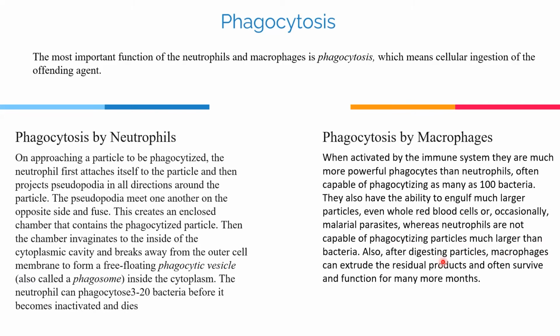Also, after digesting particles, macrophages can extrude residual products and often survive and function for many more months. Thus, macrophages are much more efficient phagocytosis cells than neutrophils themselves.